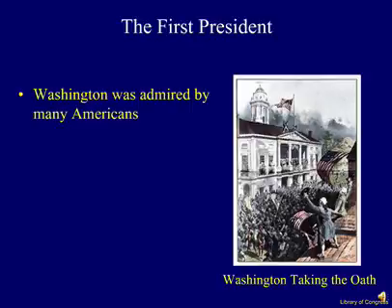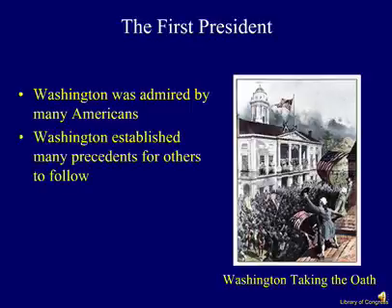Washington was the most admired man in 18th century America. Even before the Constitution was ratified, his name was widely proposed for the presidency. This painting captures the enthusiasm of the crowd gathered to see their hero take the oath of office. Because he served as the nation's first president, each step he took would serve as a model or precedent for those who would follow.